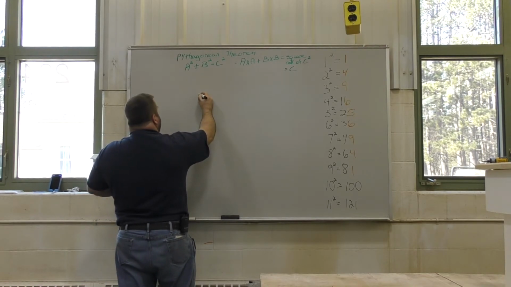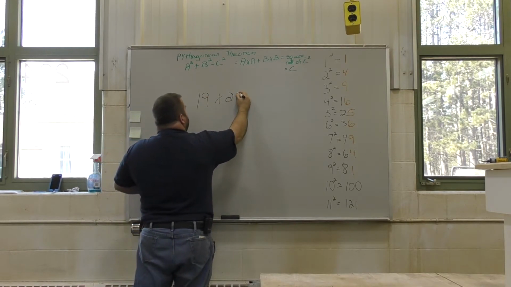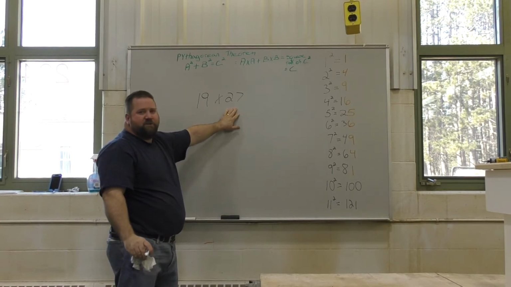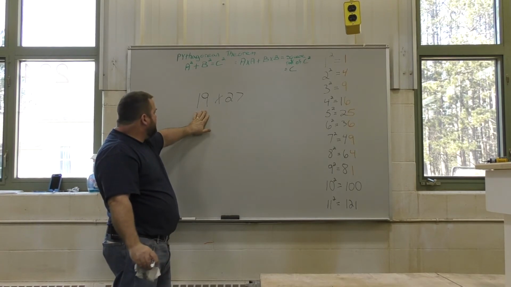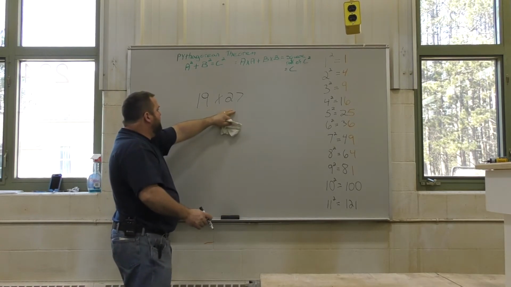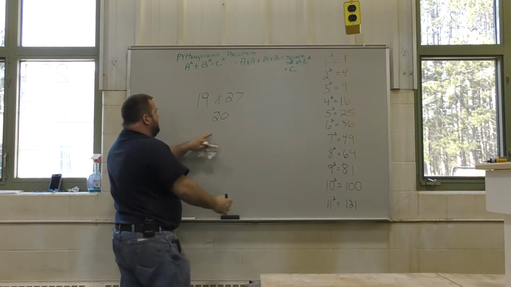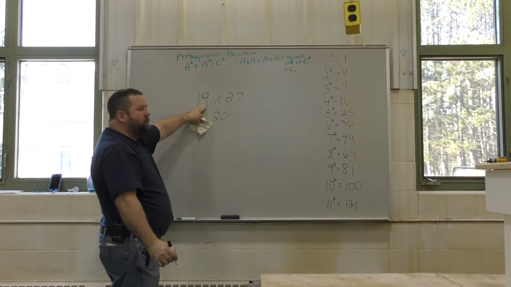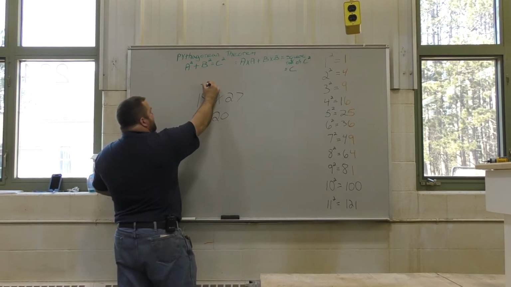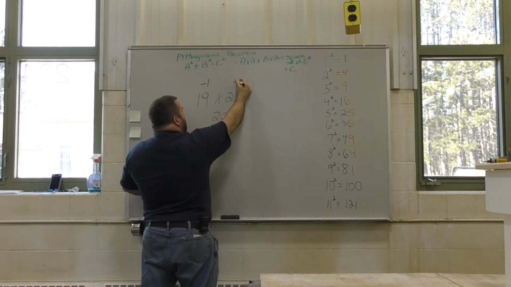Let's do 19 times 27. Okay, we have a tens unit and a 20s unit. So this one's a tens unit, this one's a 20s unit. We could do it either as a 10 or as a 20, but it's closer to a 20, so we're going to do a 20s unit. Okay, so this is 20. 19 is 1 less than 20, so that's a negative 1. 27 is 7 more, so that's a positive 7.